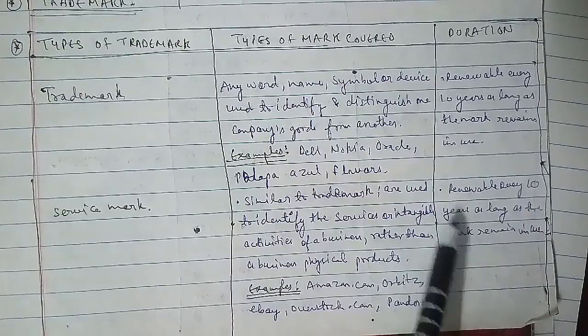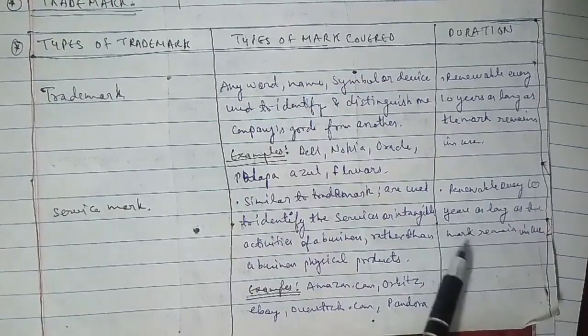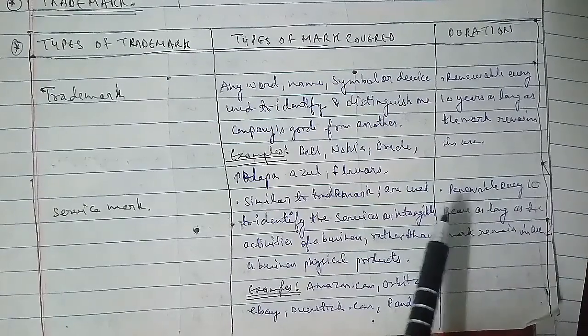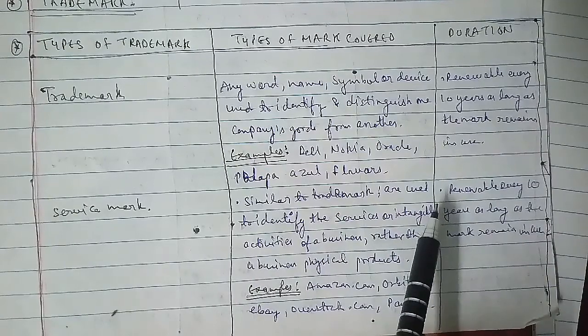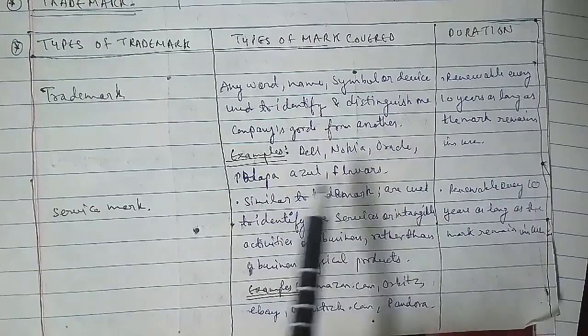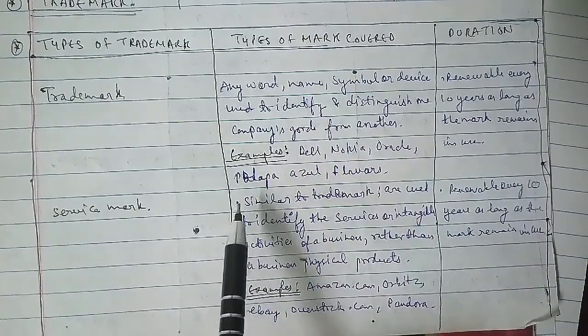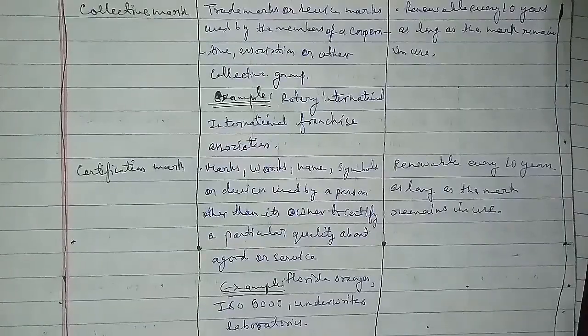The certification mark is a mark, word, name, symbol, or device used by a person other than its owner to certify a particular quality about goods or services. Examples are Florida oranges, ISO 9000, and Underwriters Laboratories. The duration is renewable every 10 years as long as the mark remains in use as well.